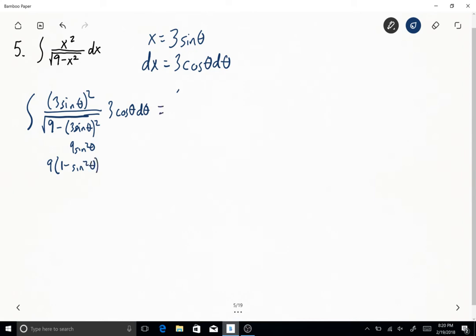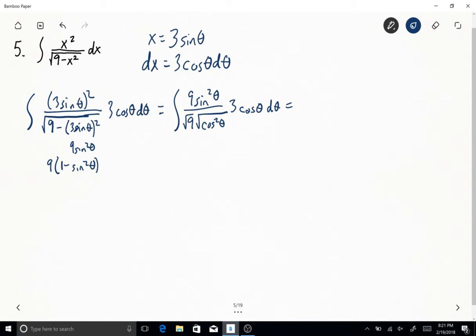So keeping that in mind, we have 9 sine squared theta up top. You could write the bottom as square root of 9 times the square root of, well, 1 minus sine squared theta, which is just cosine squared theta. And then, oops, we need a 3 cosine theta d theta.